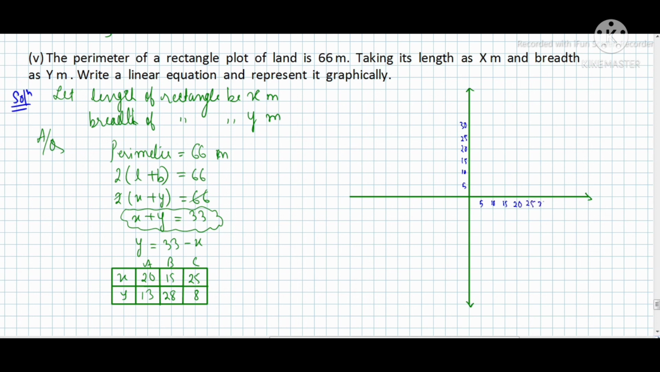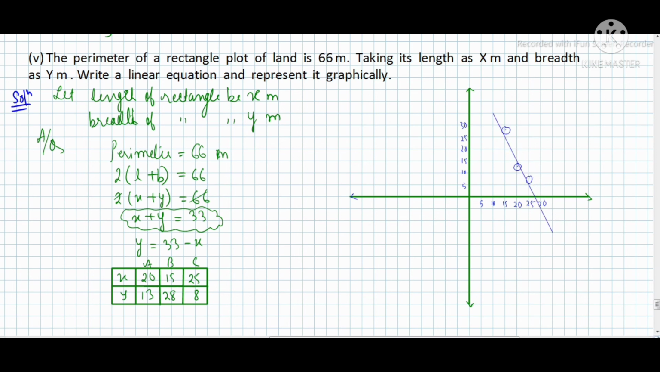Now plot the graph. So first point is A (20, 13). So x is 20, and y is 13. It will be somewhere here. Next is 15, 28. It will be somewhere here. Okay. Next is 25, 8. It will be somewhere here. So now I will join the graph. So this is our required graph.